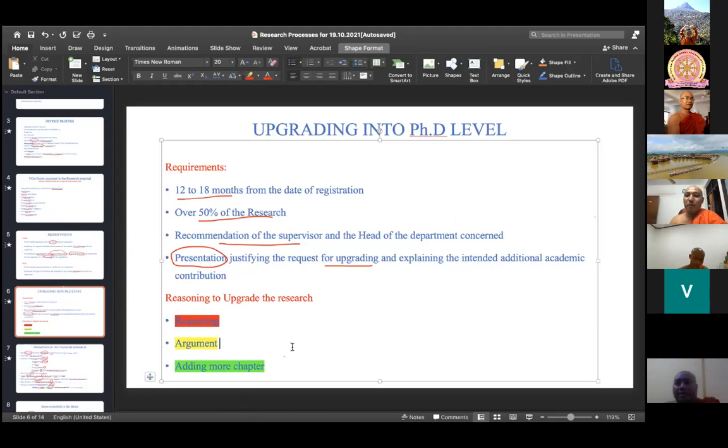I give a reason to upgrade. This is also enough to upgrade your research. Or giving an argument to upgrade your research. This one is also enough. The last one is I added one more chapter. This one is also enough. I don't mean you have to do all these 3 things. No, I don't mean like this.